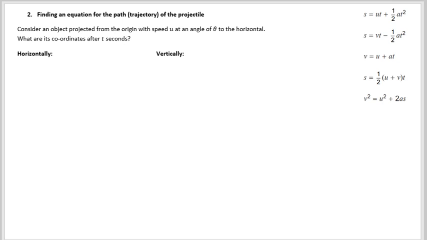Okay, so this is just a general part. It seems to be attached to example 3, but not really. It's just a general way to find an equation for a trajectory for a general given speed of u and angle of theta. So if I draw it out, it says it's projected from the origin.